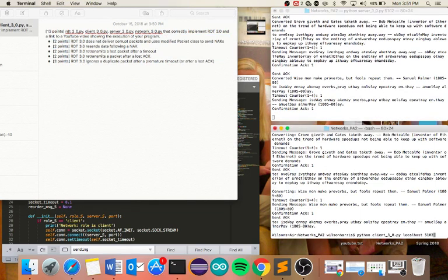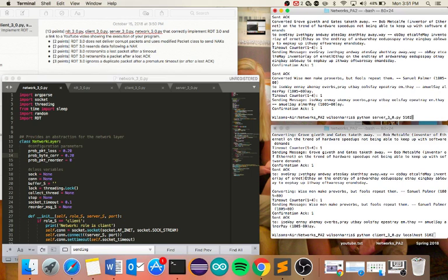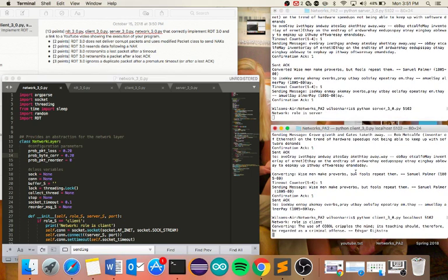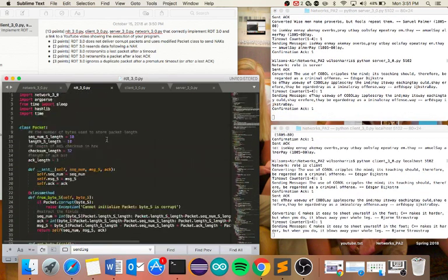Now we can rerun it with corruption in the network. I will set loss to 20% and corruption to 20% and rerun it. While that is running, we can look at the packet class to show that it's modified.